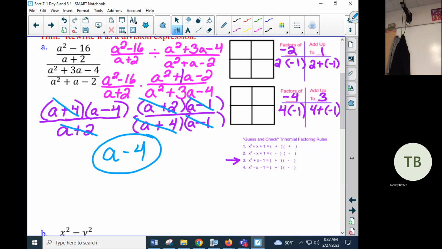If you only had something on the bottom, this is important. Let's say that a minus 4 was on the bottom and it's the only thing you have, then you'd have to write 1 over a minus 4. So if you have only one thing on the bottom, nothing on the top, you put it on the bottom, you put a 1 above it.